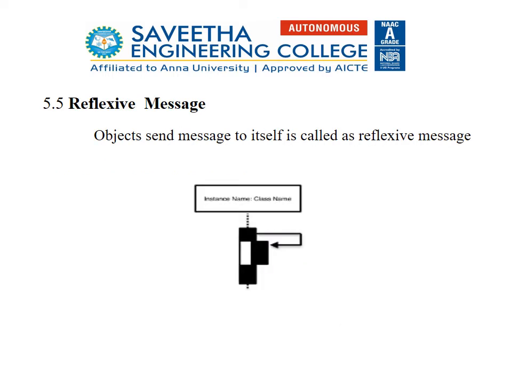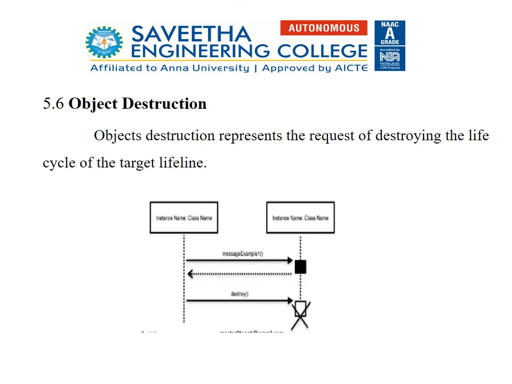What is a reflexive message? An object sending a message to itself is called a reflexive message. It's going to send a message to itself, which is represented using a loop line structure like this. So that's all about the different varieties of messages.